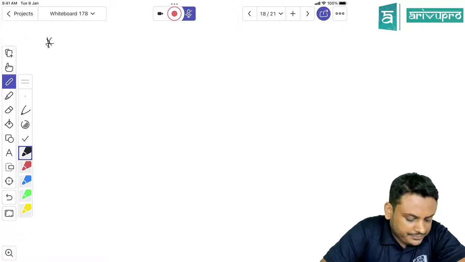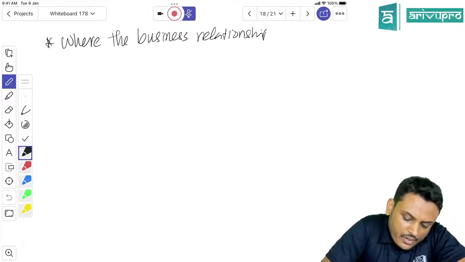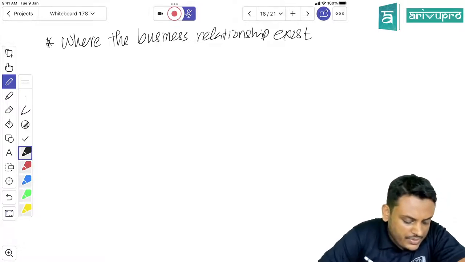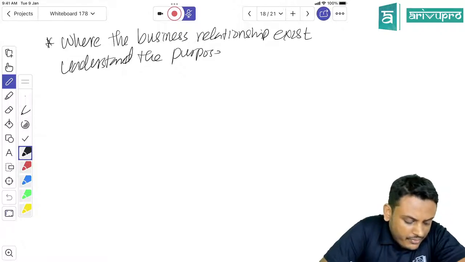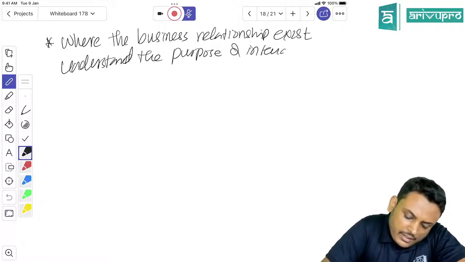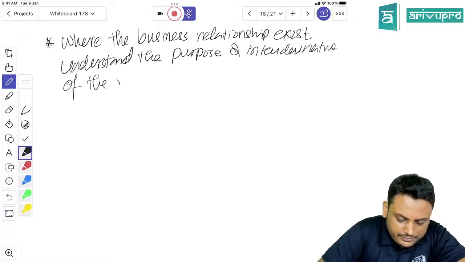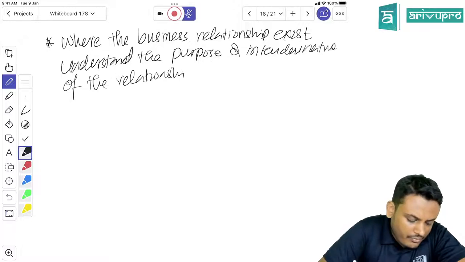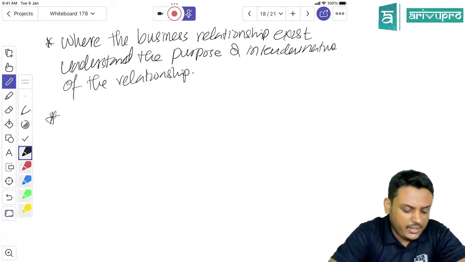And where a business relationship exists, if there is any business relationship, understand the purpose and intended nature of the relationship. The nature of the relationship is very important under customer due diligence.